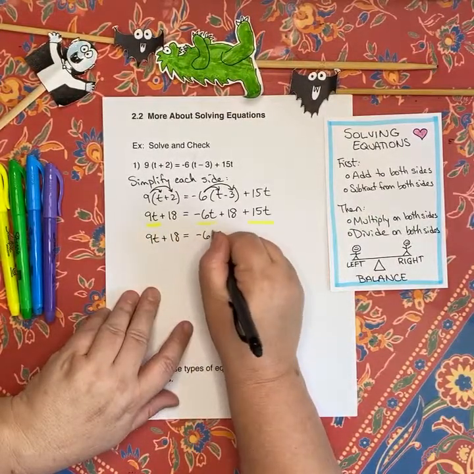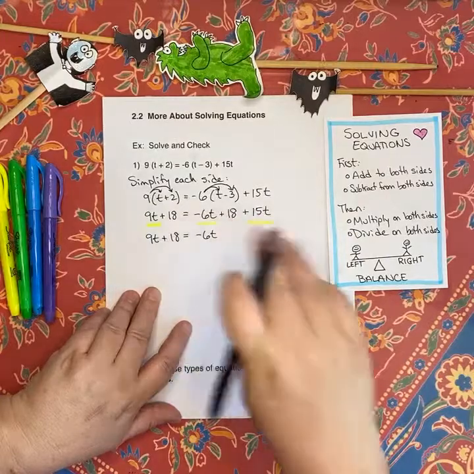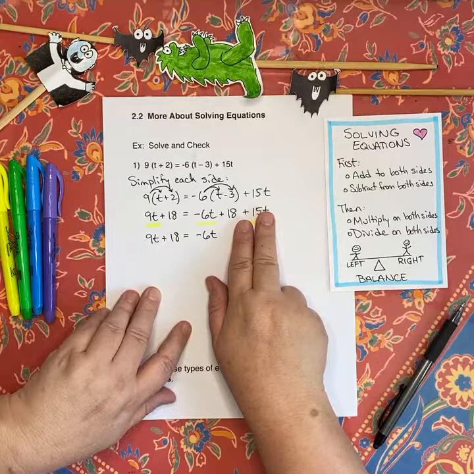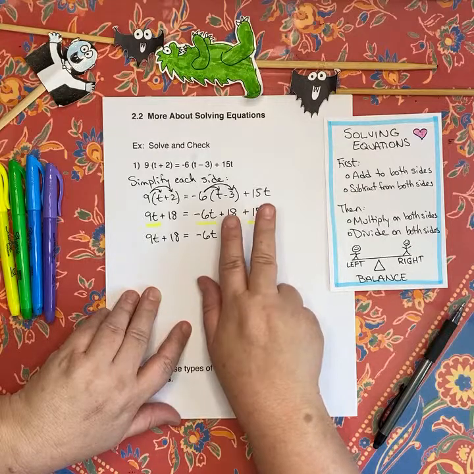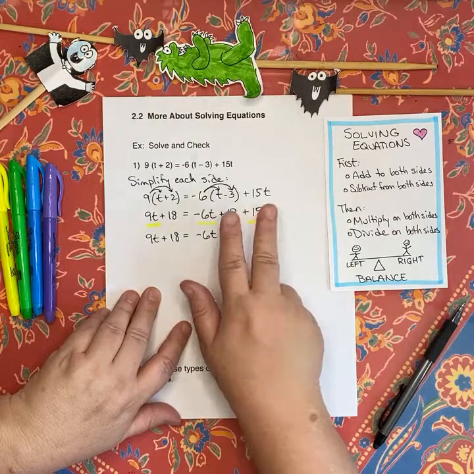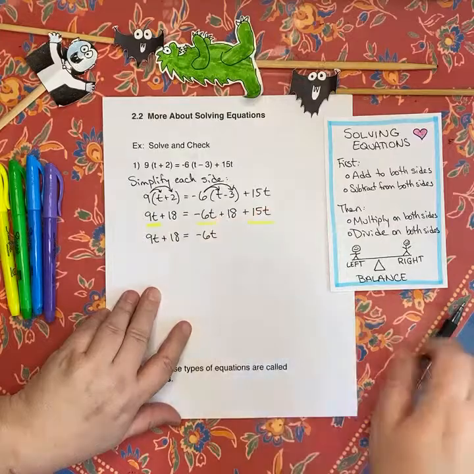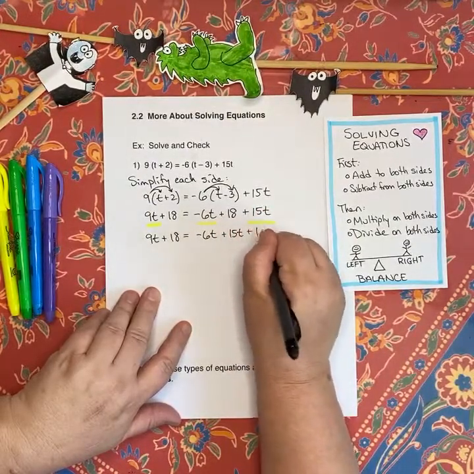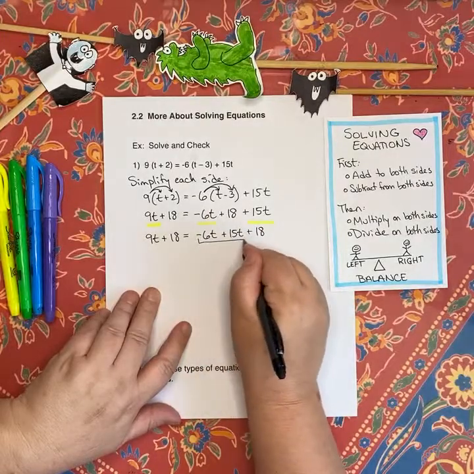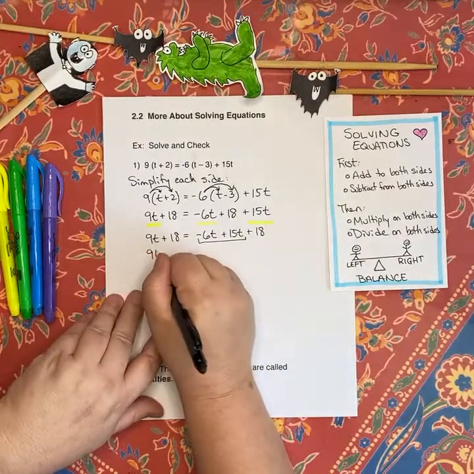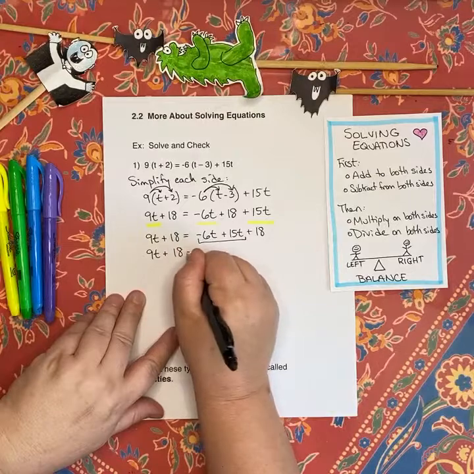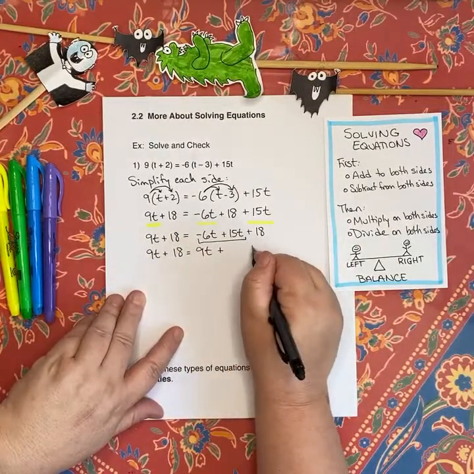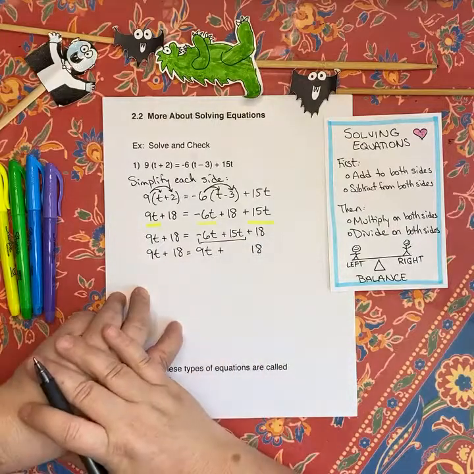So I've got the -6t, and then I'm going to use the, I'm going to come up with the name of it if it kills us. I'm going to use the commutative property to swap the order of these 2, right? So then it becomes plus 15t plus 18. And then I can combine these in the next step. 9t plus 18 equals 9t plus, and then I go, oh my goodness, wait a minute.